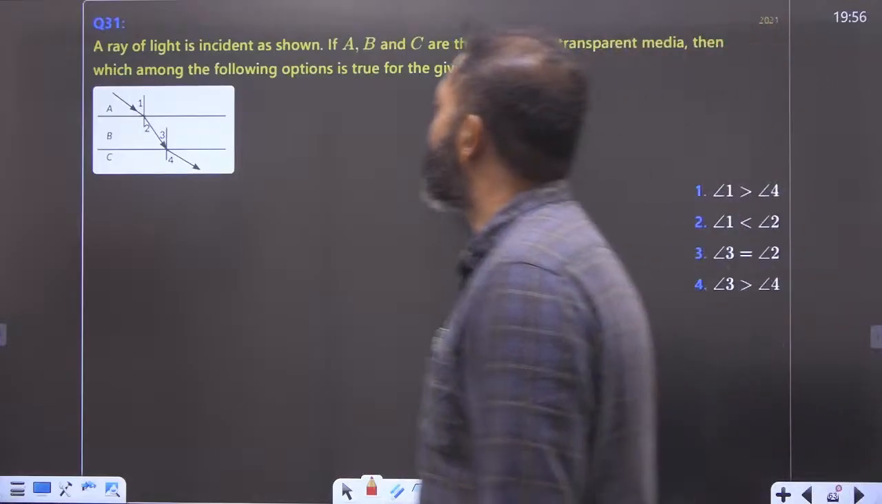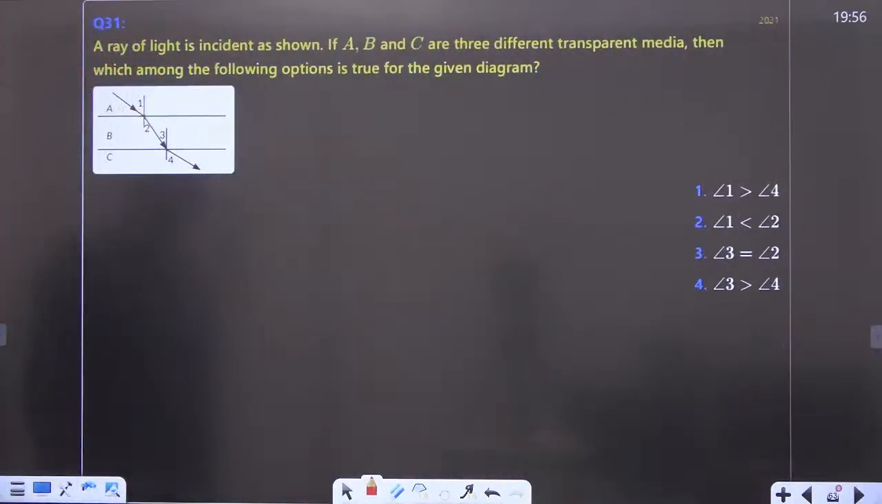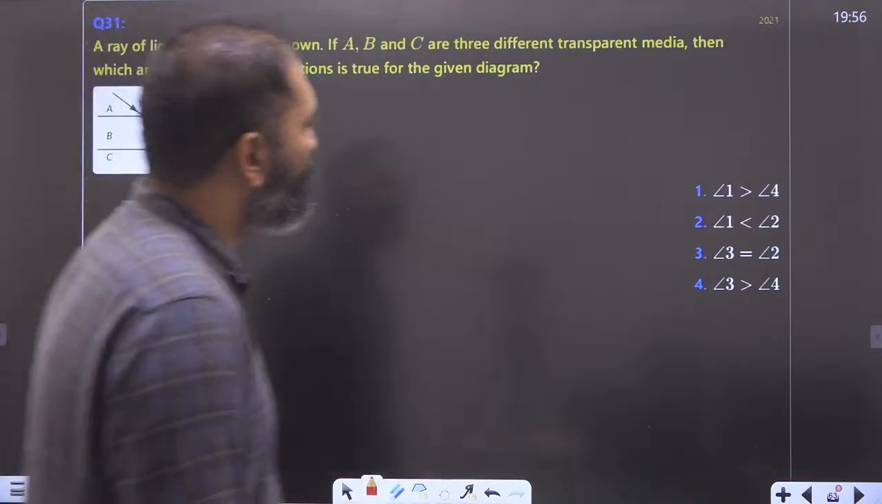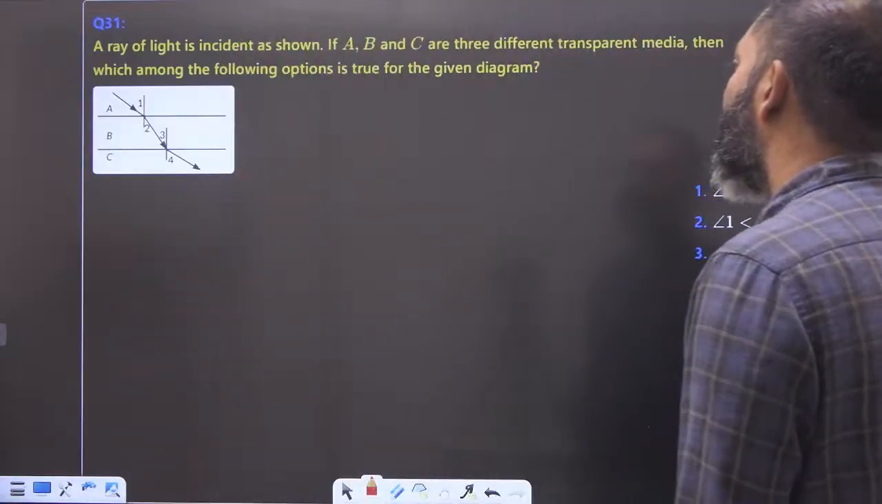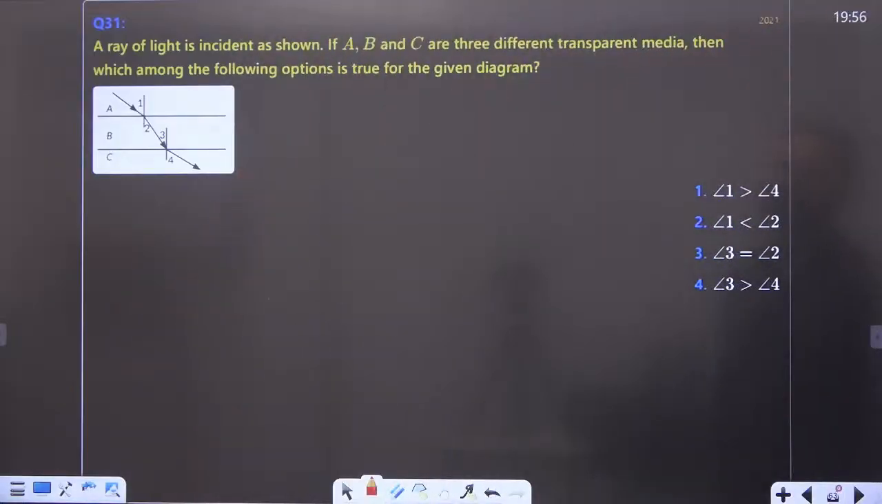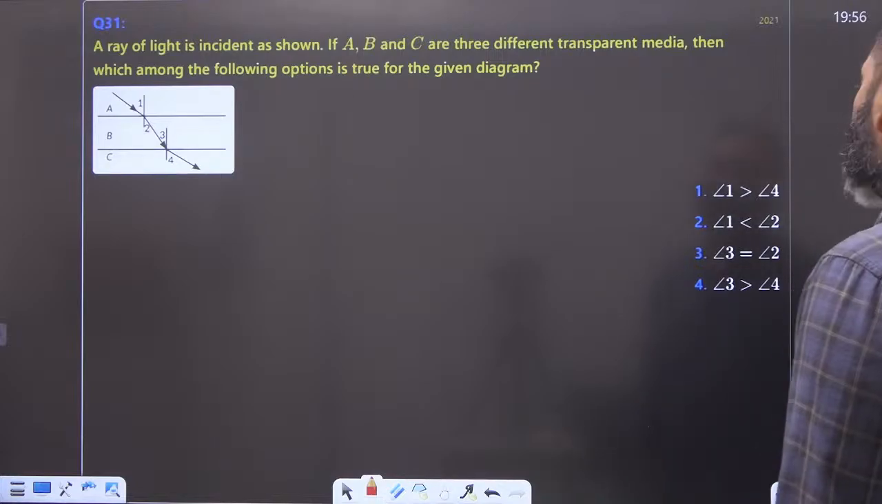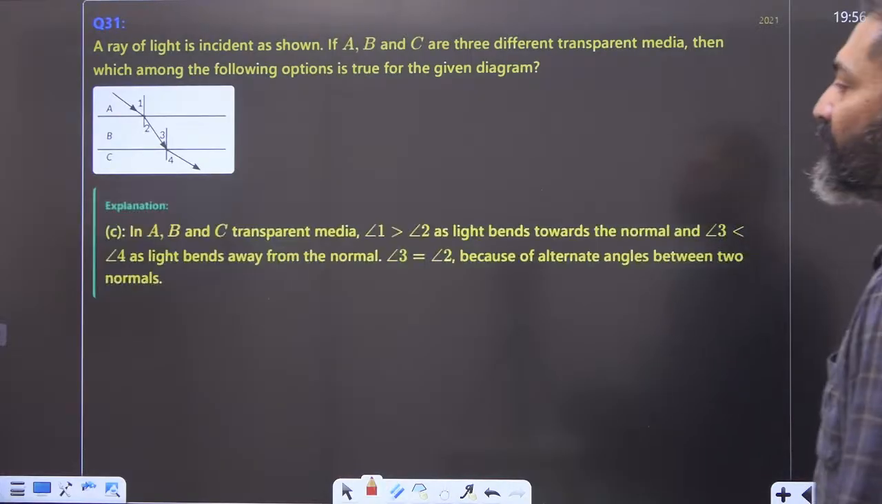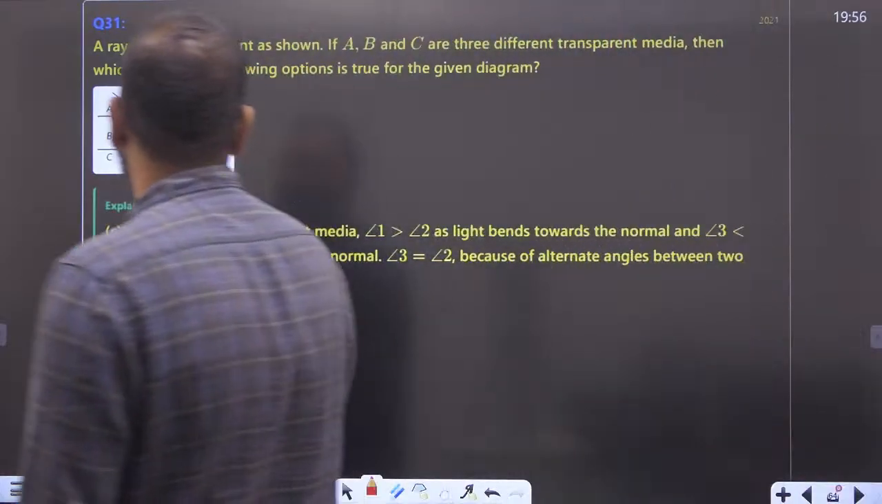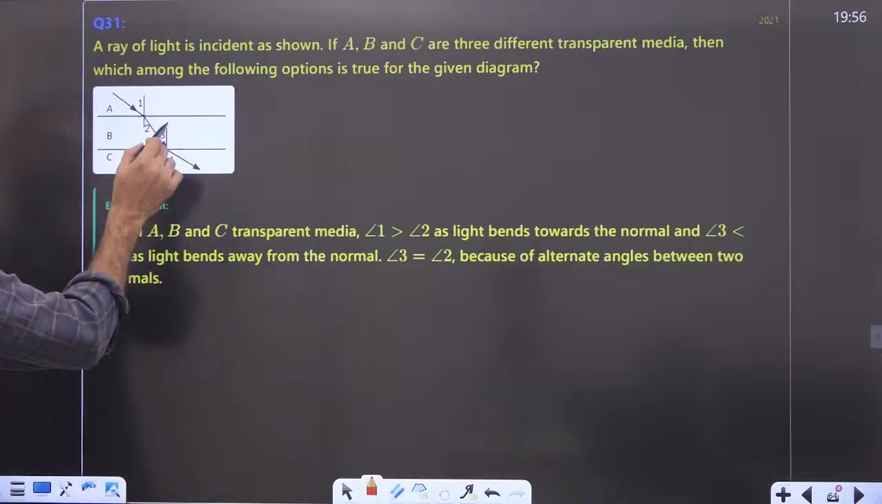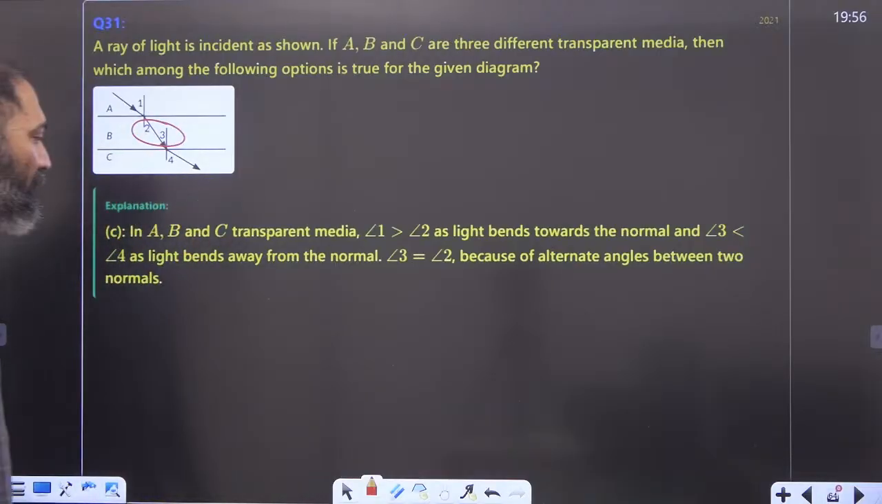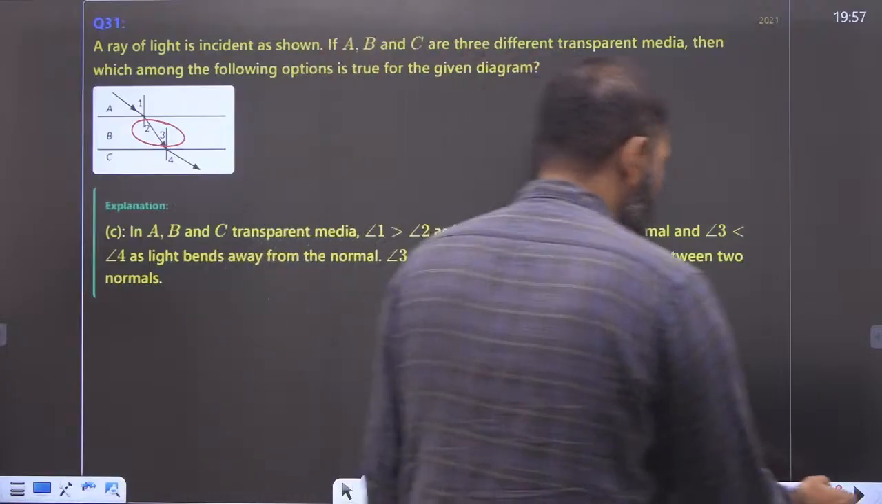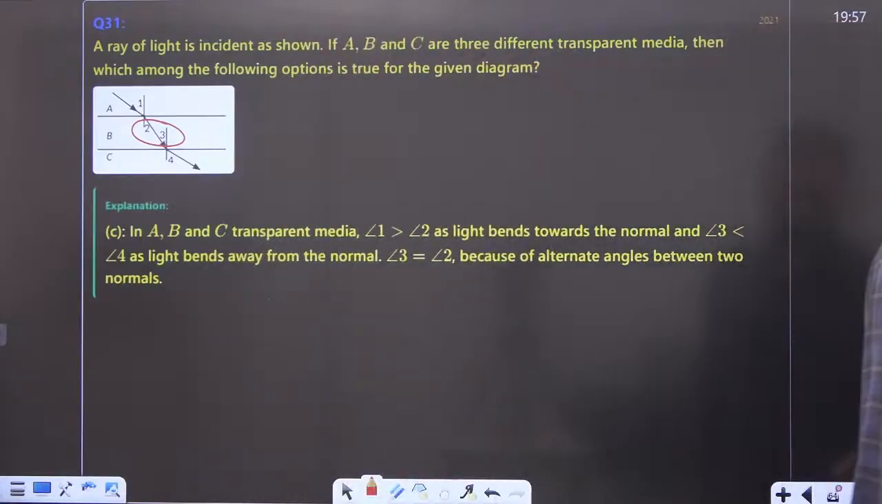A ray of light is incident as shown. If A, B, C are the three transparent media, which among the following options is true for the given diagram? Angle 1 less than angle 4, angle 1 less than angle 2, angle 3 equal to angle 2. You know it is option C, because angles 2 and 3 are alternate interior angles, right? Angle 2 should be equal to angle 3. They are alternate interior angles. I hope it is clear.